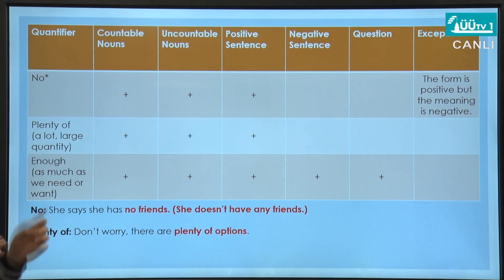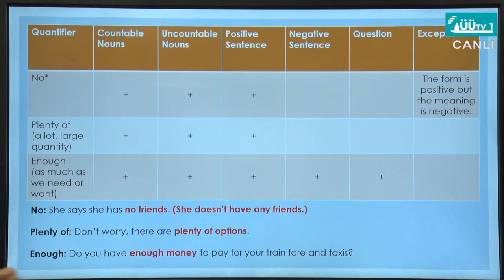Enough means as much as we need or want. So when we're talking about something that we need, but not much more than that, not less than that, we can use enough. And we can use enough with countable or uncountable nouns and every type of sentence. Let's look at the example here. Do you have enough money to pay for your train fare or taxes? As you can see, enough money. Money, again, uncountable, and we can use enough with it. So that's it about the quantifiers.